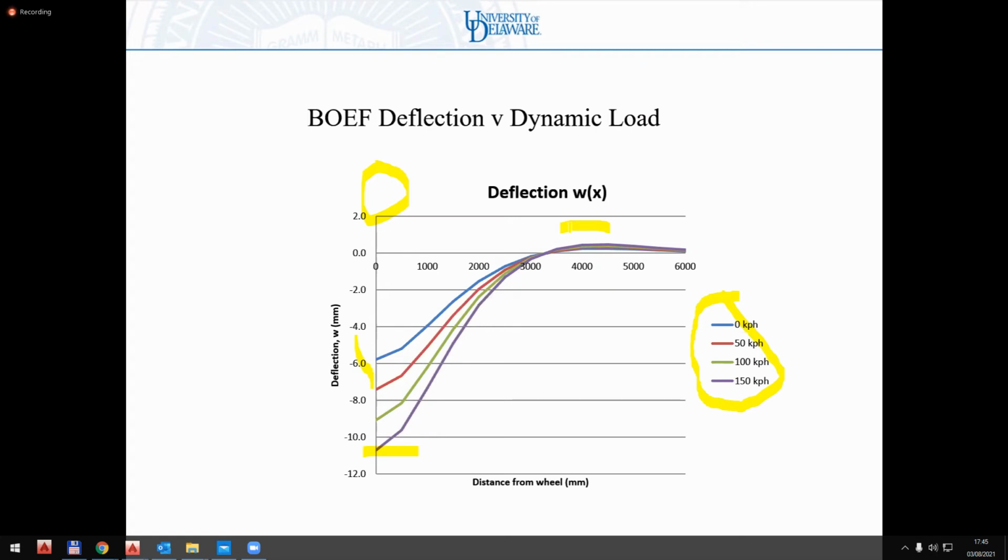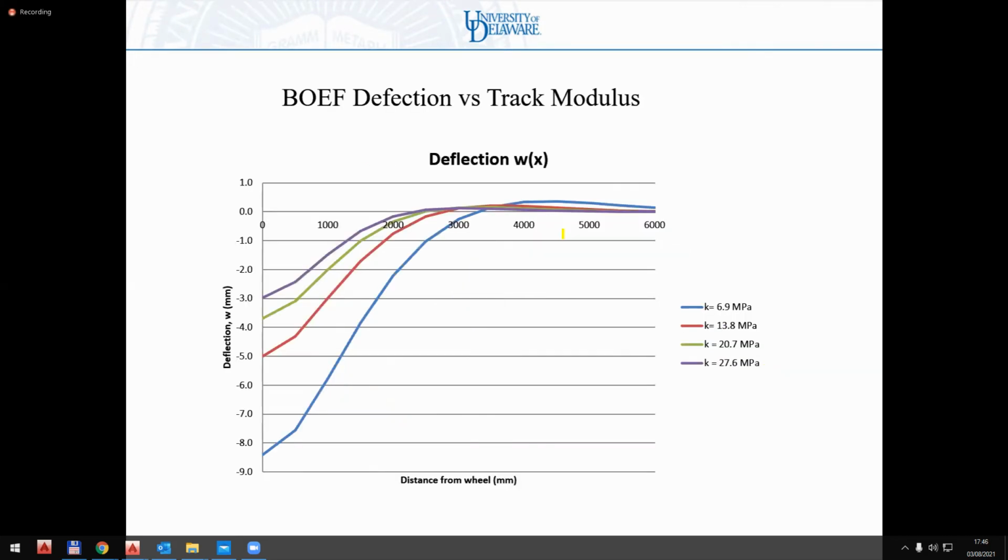By the way, this is fairly important: notice that although the dynamic load curves are different, they all cross the x-axis at the same point, which means the crossover point is not a function of speed, it's not a function of load, it's a function of k and I. Now, you can see that here. So this is my deflection as a function of track stiffness.